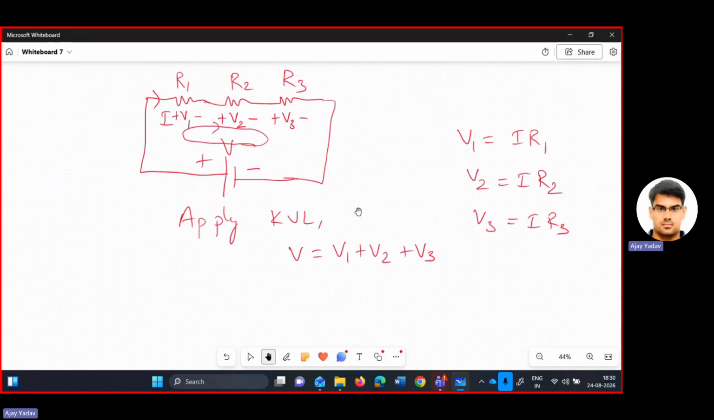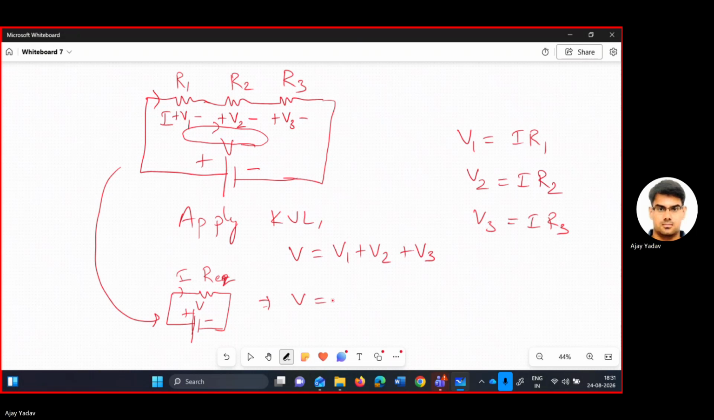Now, say you have an equivalent circuit where this combination is denoted by R equivalent, and you are supplying the same voltage source V in this circuit, and I is the current which is flowing here. So you can say that your V is I into R equivalent. So you have this set of equations: this is equation 1, this is equation 2, this is equation 3.